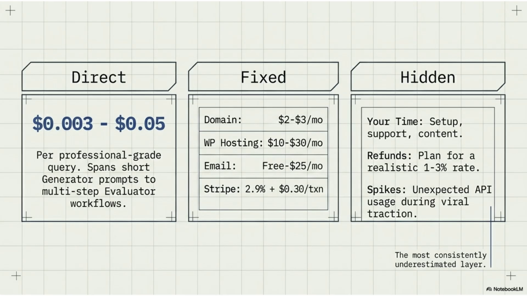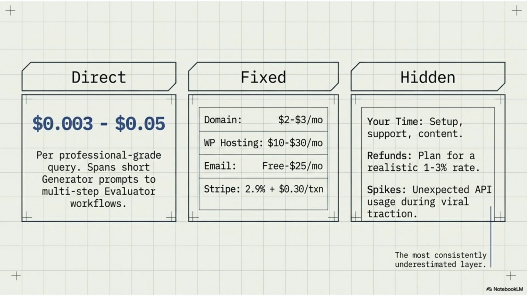3. Hidden costs, what never shows up in a dashboard. These are the costs that matter most over time and are the most consistently underestimated. Your time, the hours spent on initial setup, ongoing maintenance, customer support conversations, and content creation to drive traffic to the product has a real value.